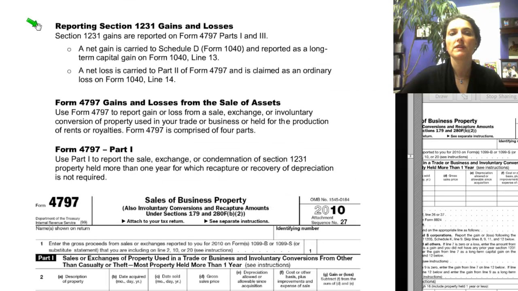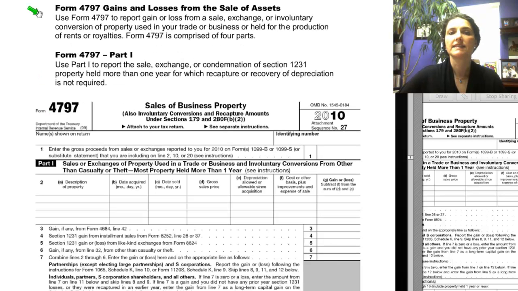So how do you go about reporting Section 1231 gains and losses? Section 1231 gains and losses are reported on Form 4797 in Parts 1 and 3. A net gain is carried to Schedule D, Form 1040, and reported as a long-term capital gain on Form 1040, line 13. A net loss is carried to Part 2 of Form 4797 and is claimed as ordinary loss on Form 1040, line 14. Form 4797, gains and losses from the sale of assets.